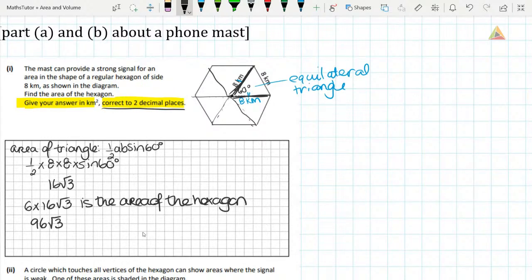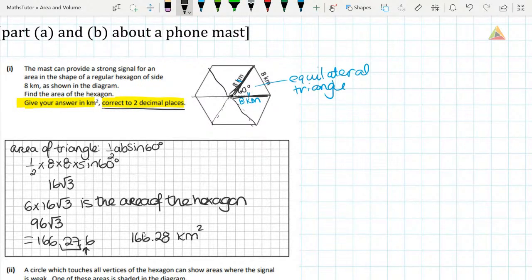But it says correct to 2 decimal places. So I'm going to change that on my calculator, and I get 166.276. So I want 2 decimal places. So the 6 here says to round up. So I get 166.28, and my units are kilometers squared.